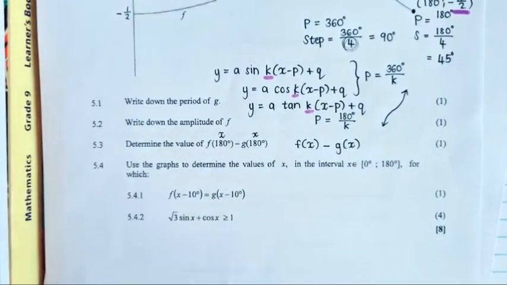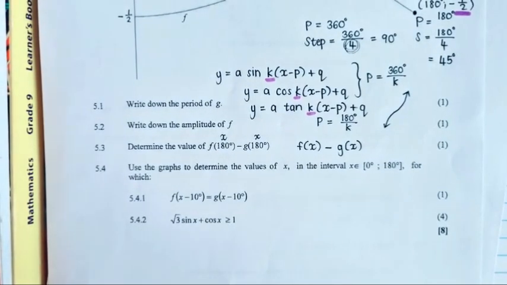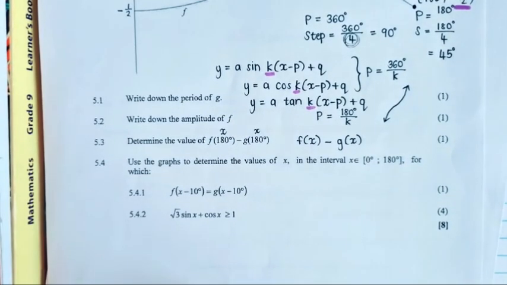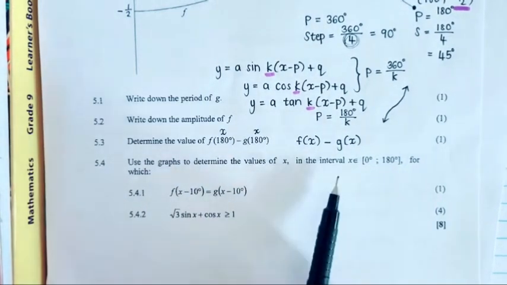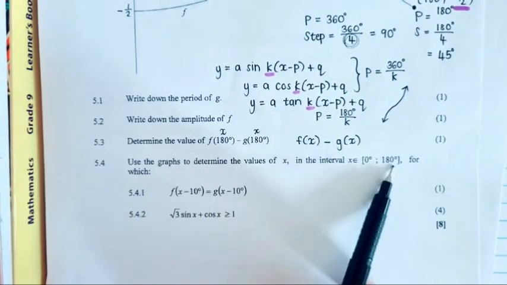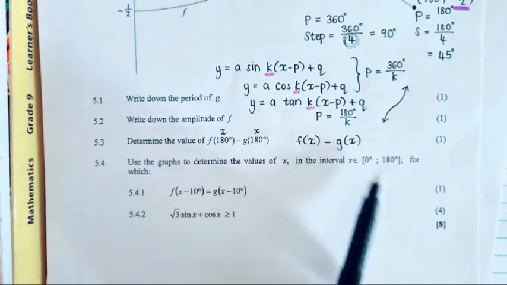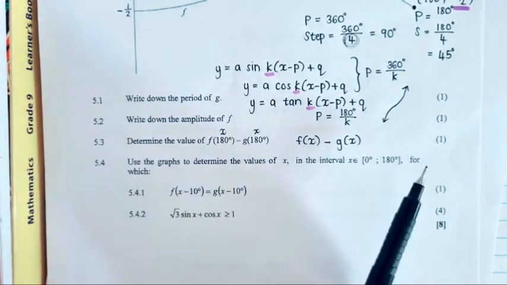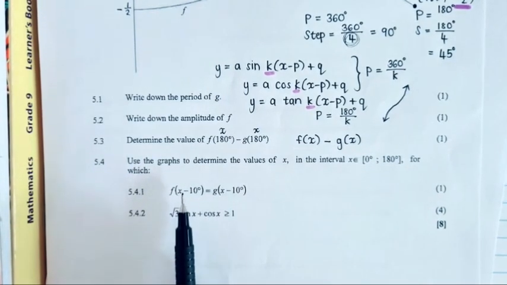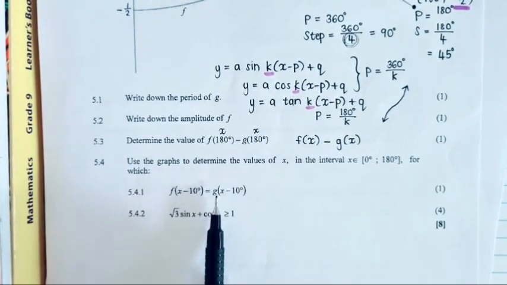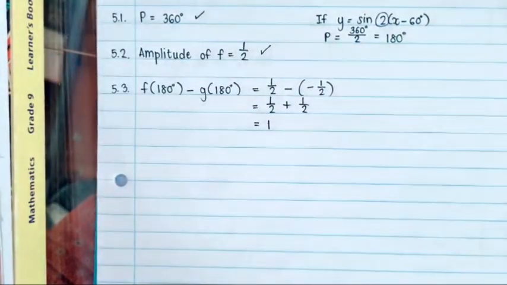5.4.1. Use the graphs. Okay, now these questions were quite hectic. Okay, 5.4.1. Use the graphs to determine the values of x in the interval x between 0 and 180. So that's what they've given us here. That's what they've drawn. For which, now they're saying 5.4.1, f of (x minus 10) is equal to g of (x minus 10). Okay? So 5.4.1.